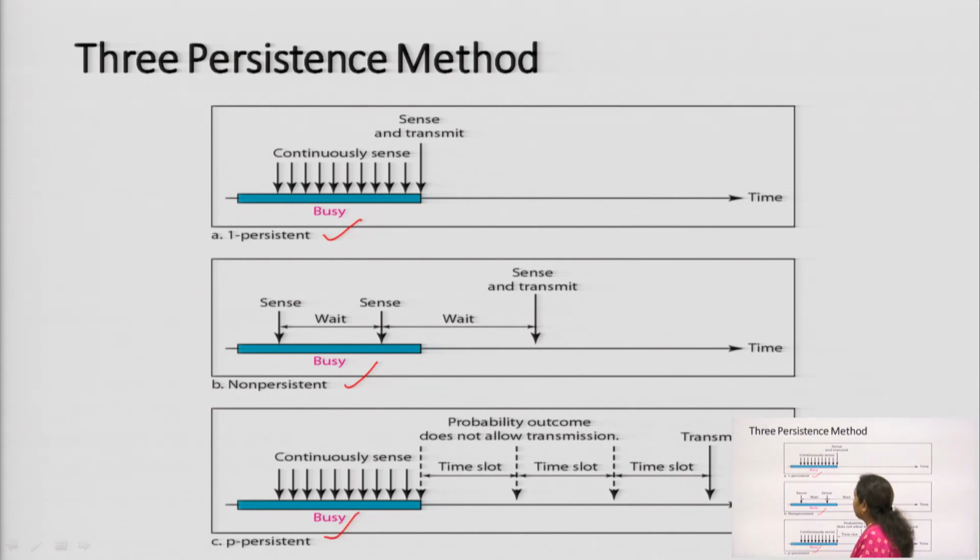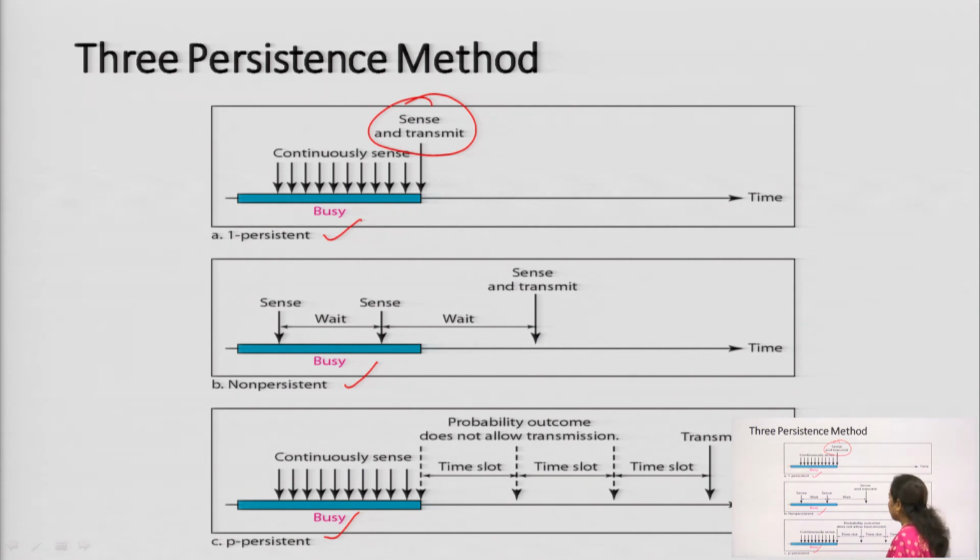In case of one persistent, you can see that it is continuously sensing the carrier, continuously sensing the channel, then it will transmit the data. It will not wait, it will continuously sense whether the channel is free or not, then it will transmit the data.